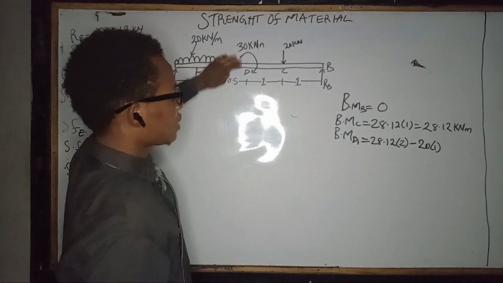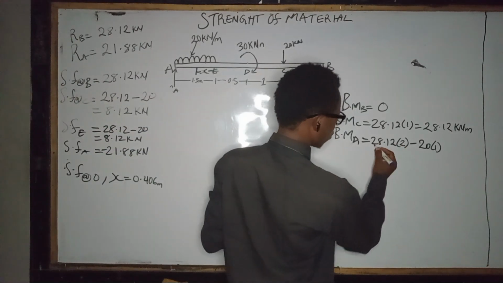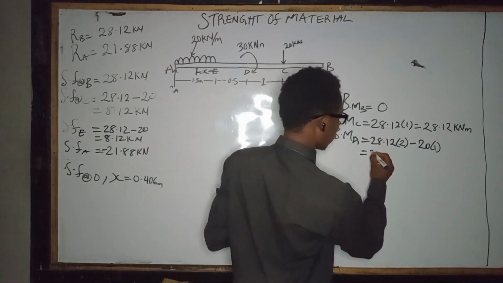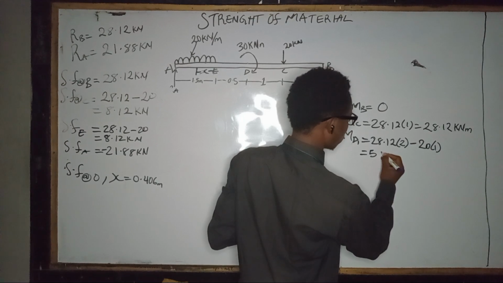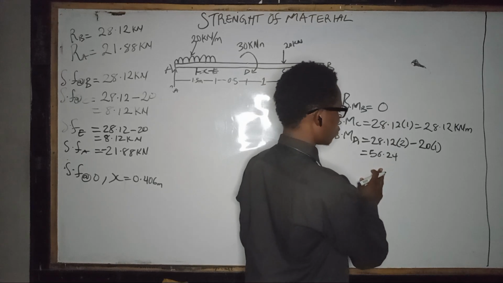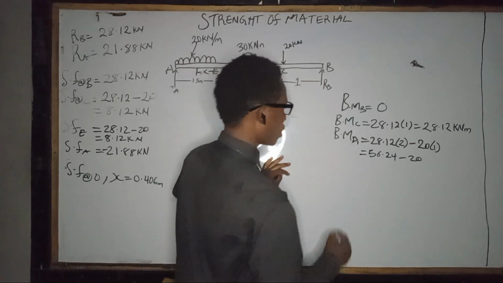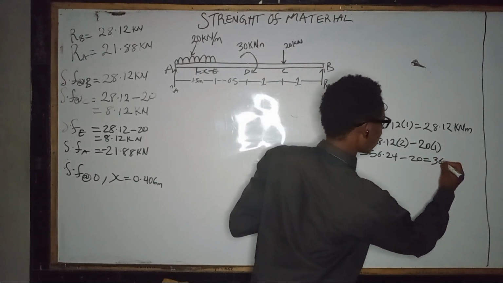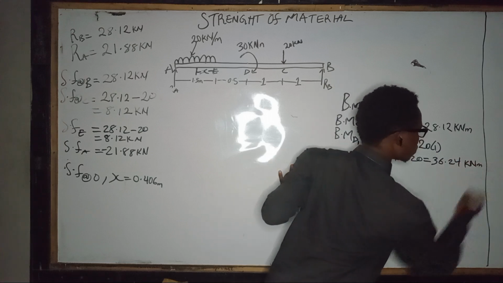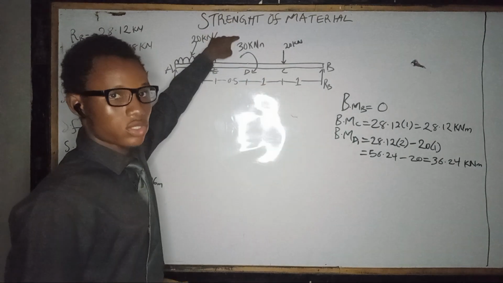So the bending moment at D1, we are going to have 28.12 times 2, which is 56.24, then minus 20. So if we do this together, we are going to have it equal to 36.24 kilonewton meter. So that will be our bending moment at D without the moment right here.